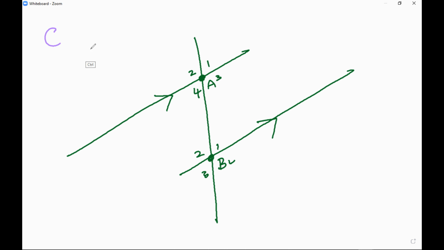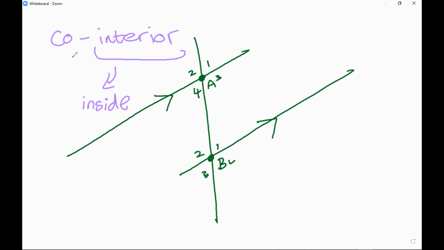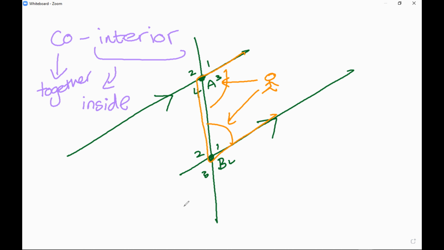Co-interior. Co is another word for together. So co-interior angles is the next one. What's another word for interior? Inside, right? And what's co? Together. So we've got two angles which are together on the inside of the parallel lines. If I'm standing over here, I can see these two angles on the inside of the parallel lines. But they're not equal, right? Definitely not equal. This is obtuse and that's acute.